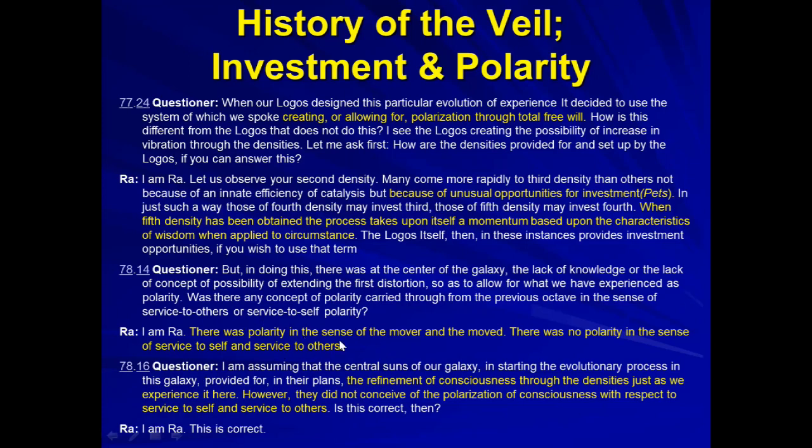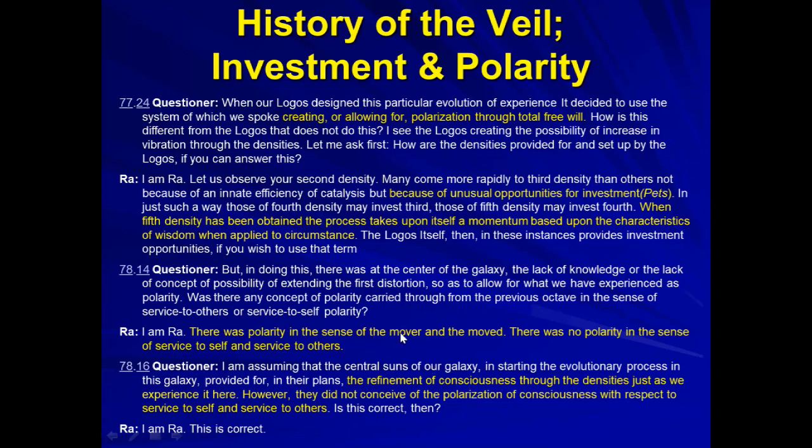There's something in there that I think could be unlocked. Don asks, I am assuming that the central suns of our galaxy, in starting the evolutionary process in this galaxy, provided for in their plans the refinement of consciousness through the densities, just as we experience it here. However, they did not conceive of the polarization of consciousness with respect to service to self or service to others. Is that correct? And he says, yes, that's correct.